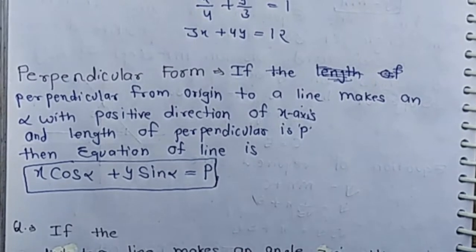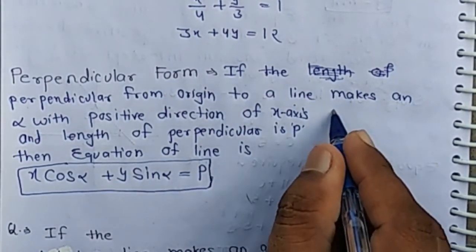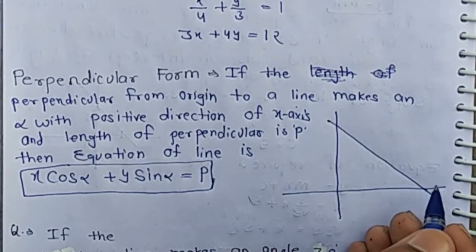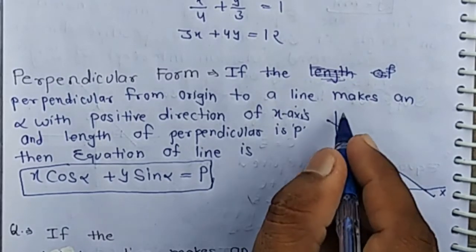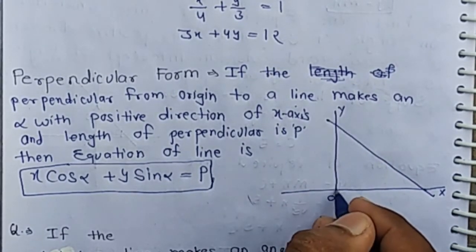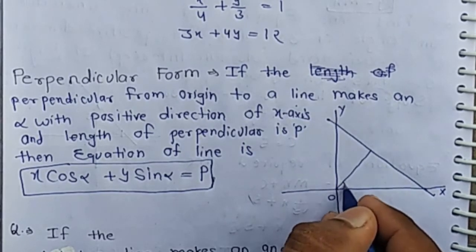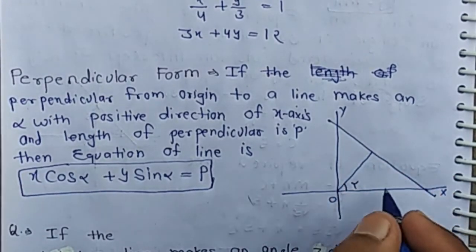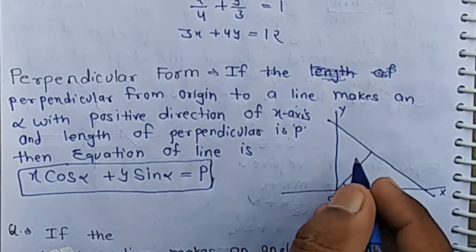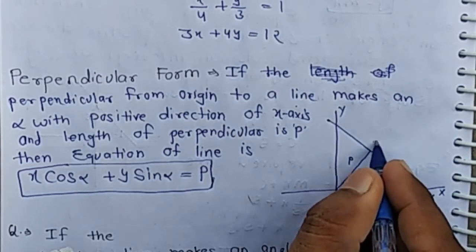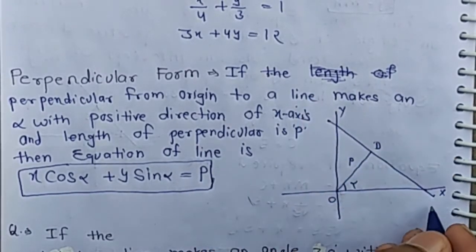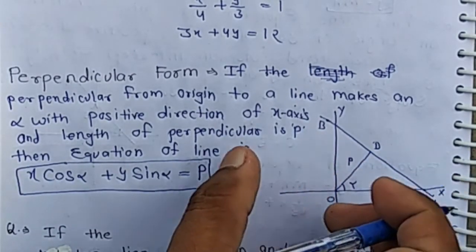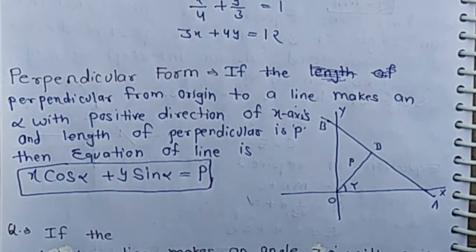That is, if the perpendicular from the origin to a line makes an angle alpha with the positive direction of x-axis and the length of the perpendicular is given as p, then the equation of AB, the equation of this line, is x cos alpha plus y sin alpha equal p.